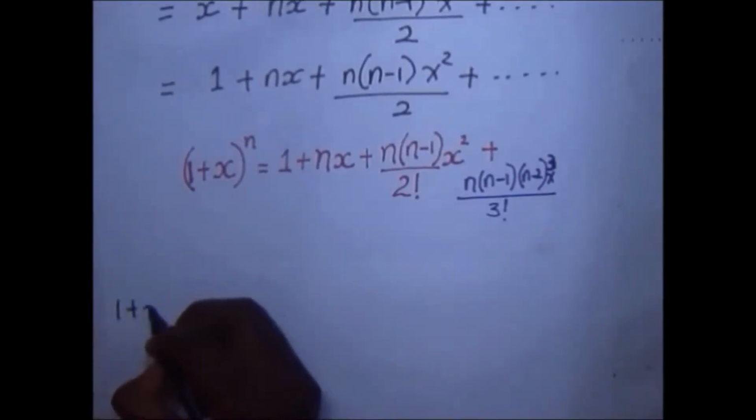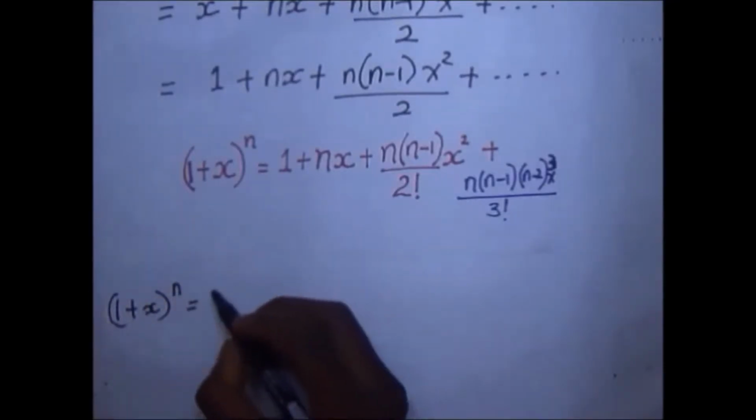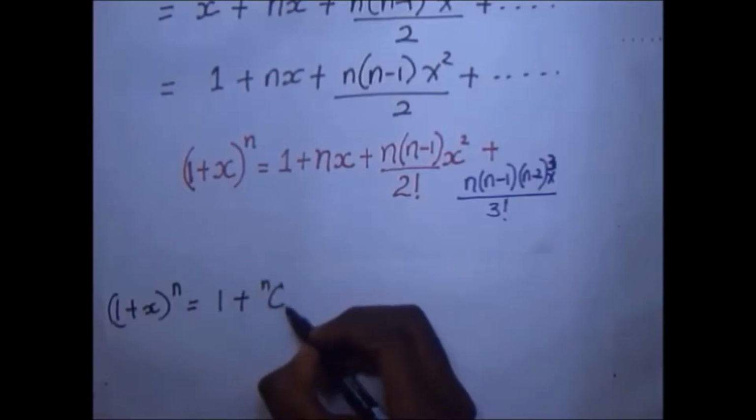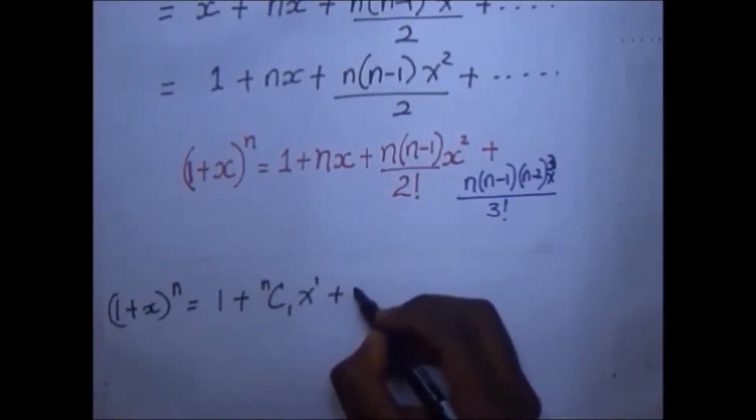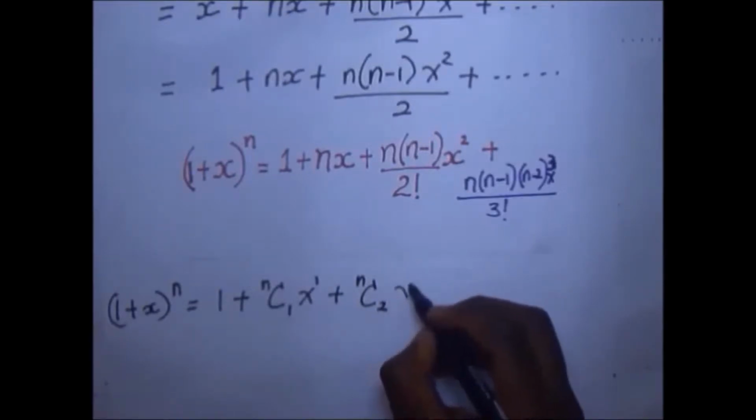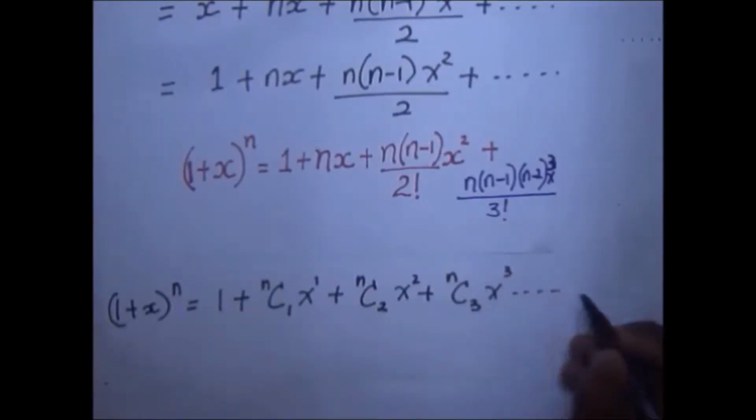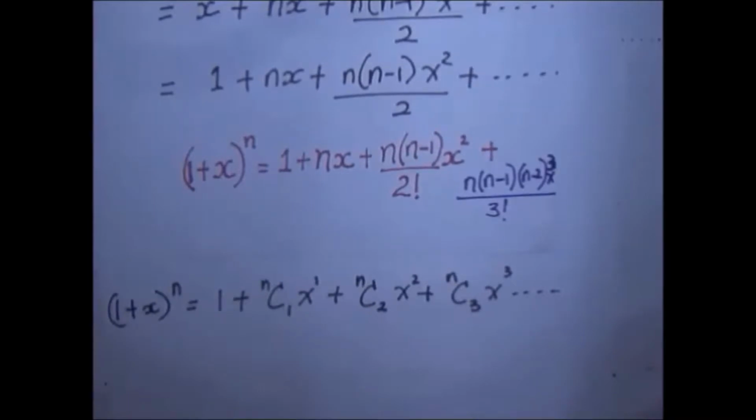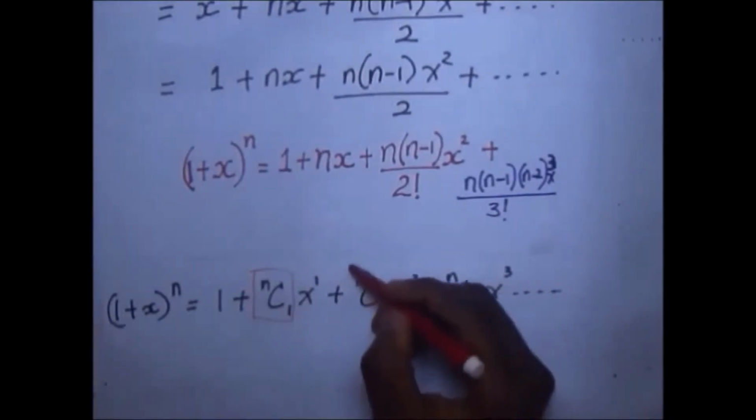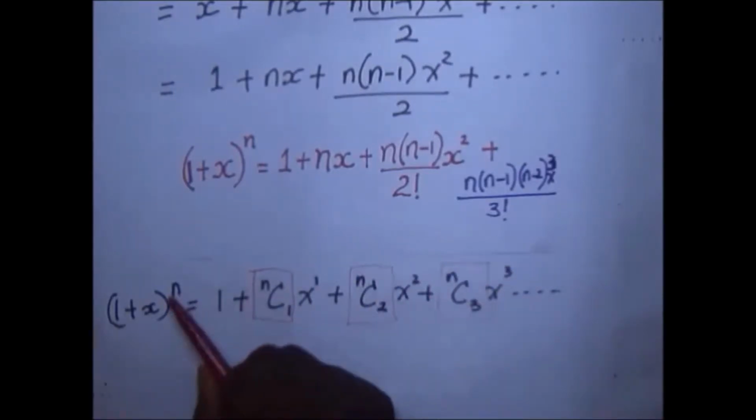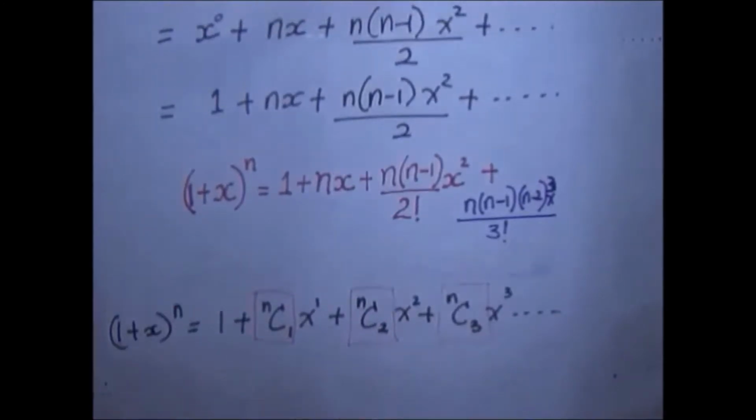Or 1 plus x to the power n is going to simply be 1 plus n combination 1 x to the power 1 plus n combination 2 x squared plus n combination 3 x cubed, and so on. Now these combinations I've just converted, because you can get these using calculators. You can just punch it in the calculator. If the value of n is 2, it's 2 combination 1, you get your answer. These combinations are what is being replaced by n factorial over n minus 1 in brackets factorial times 1 factorial, and so on. So now let's do an example on this.